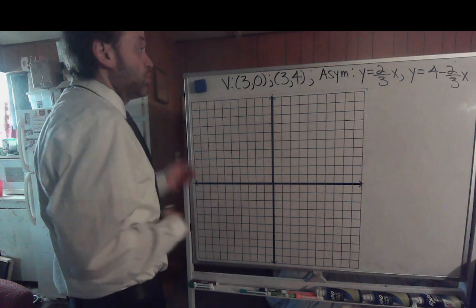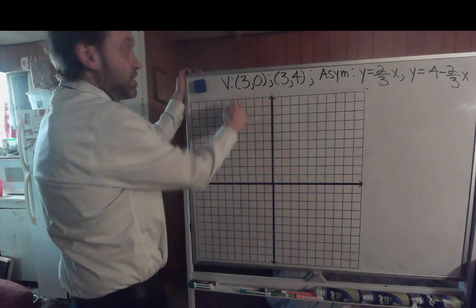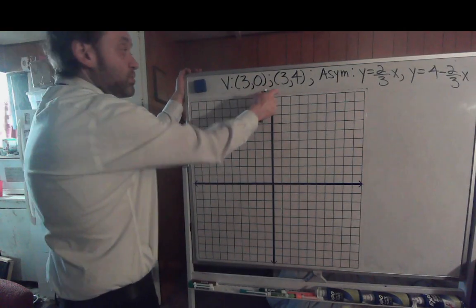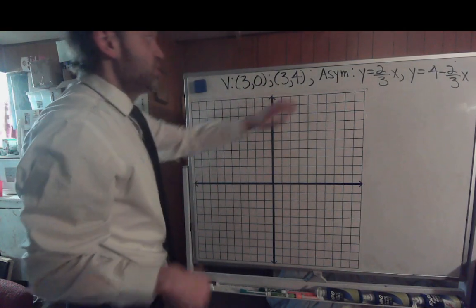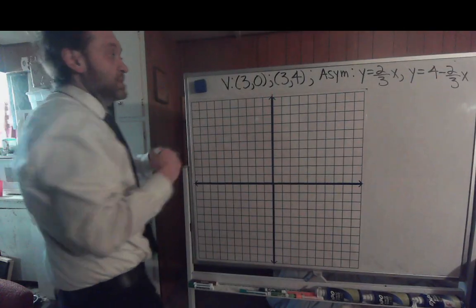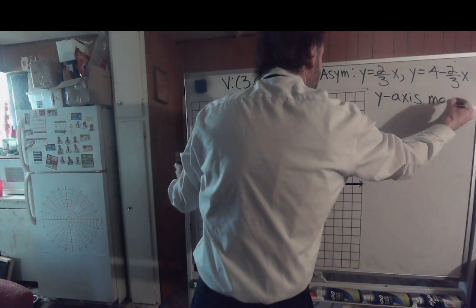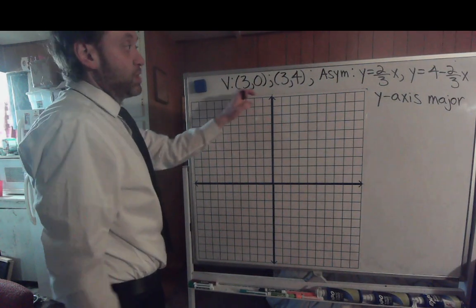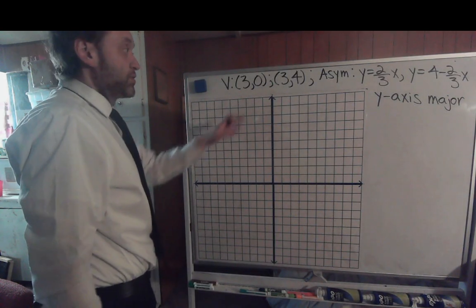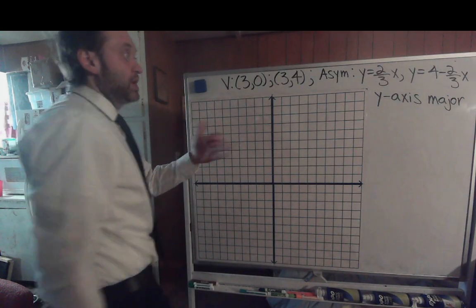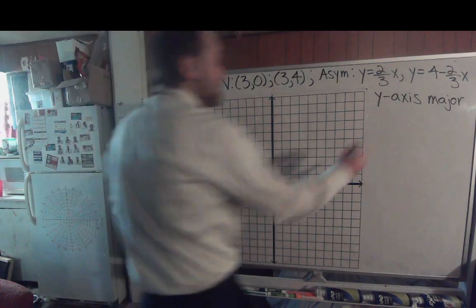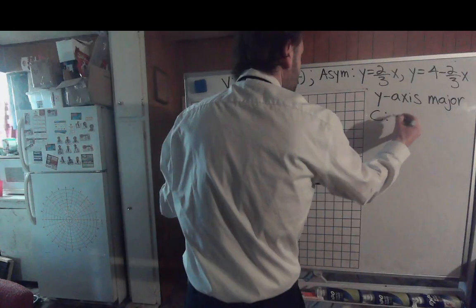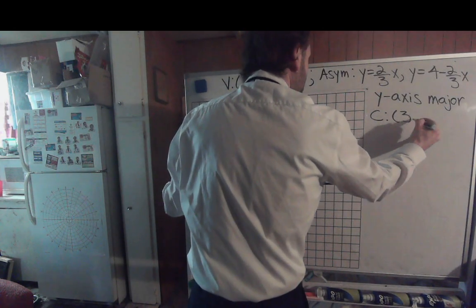So what changes with your vertices? Your x's stay the same. That stays 3, right? But you do see changes in your y coordinates. So that means the y-axis is the major axis. So that's going to help us out here. Now, what is halfway between 3, 0 and 3, 4? If 3 doesn't change but 0 and 4 do, that would give you 3, 2. So the center of this particular hyperbola is located at 3, 2.